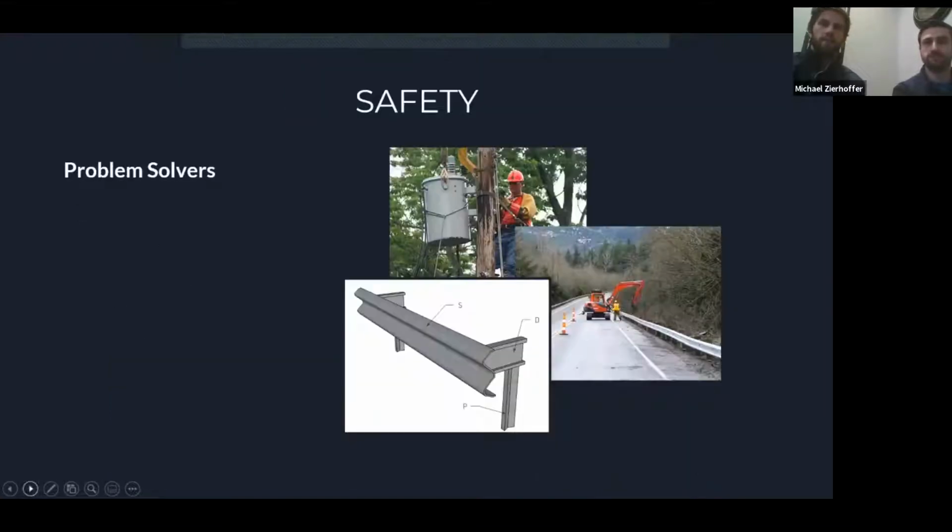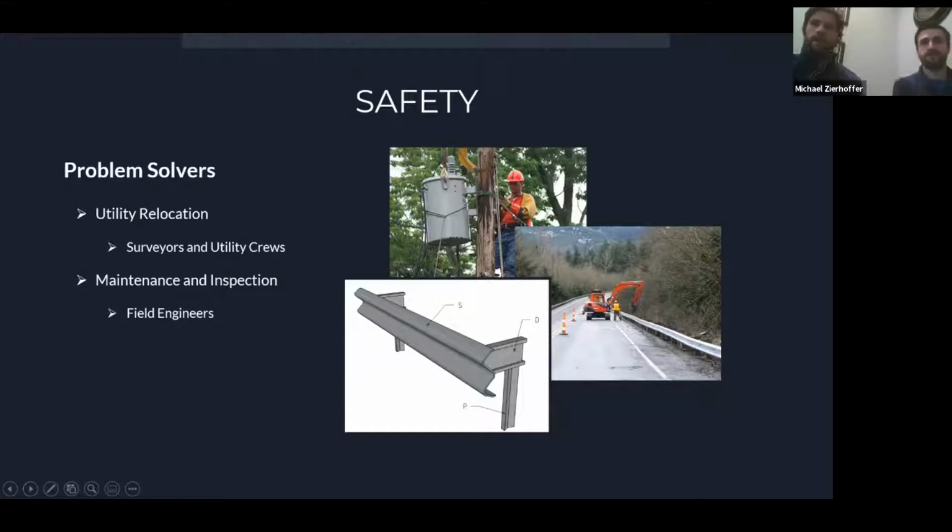So looking at some of the people that might be involved in fixing these issues would be utility relocation. Maybe it's not practical. Maybe there's not enough space to put in guardrail. So electricians or telephone company employees might have to come out and move the obstacles so that drivers aren't running into these issues. Further down the line, we have to have people that would go out and inspect guardrail to make sure it's safe. So you might have people out in the field and construction crews going out and checking the guardrail to make sure if a car did hit it, that the people inside the car would be safe and kept in the roadway.